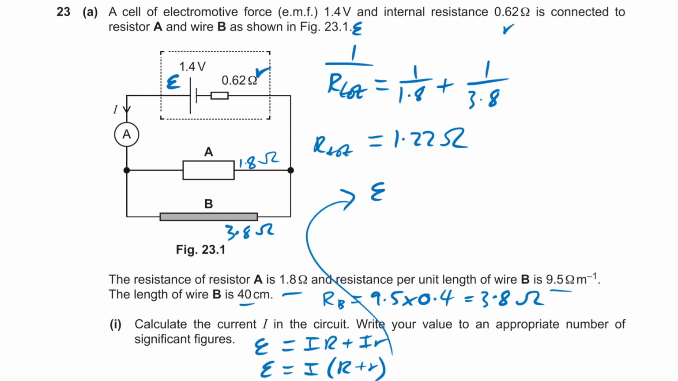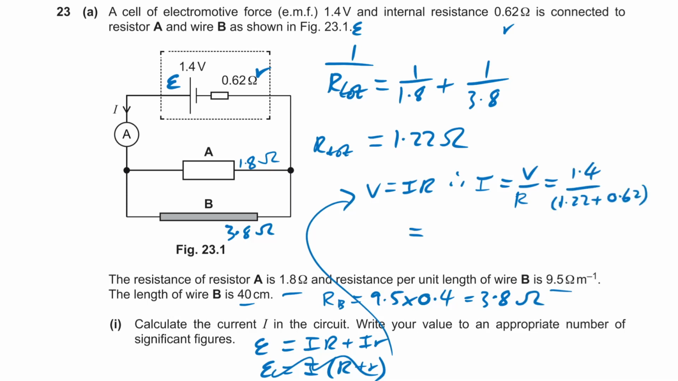And we can just say V is equal to IR, it's the same thing like I said. So current is equal to V over R, so that's 1.4 volts altogether, divided by our total resistance of the circuit of 1.22 plus the 0.62. And that gives us a current of 0.76 amps.